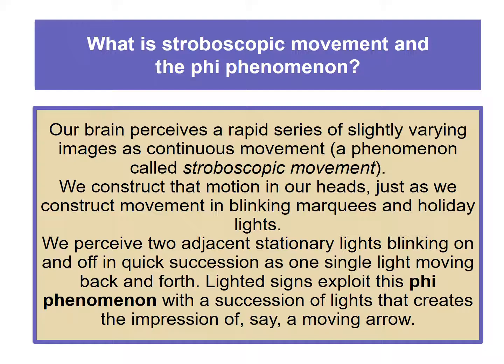We construct that motion in our heads just as we construct movement in blinking marquees and holiday lights. So we perceive two adjacent stationary lights blinking on and off in quick succession as one single light moving back and forth. Lighted signs exploit this phenomenon with a succession of lights that creates the impression of, say, a moving arrow.